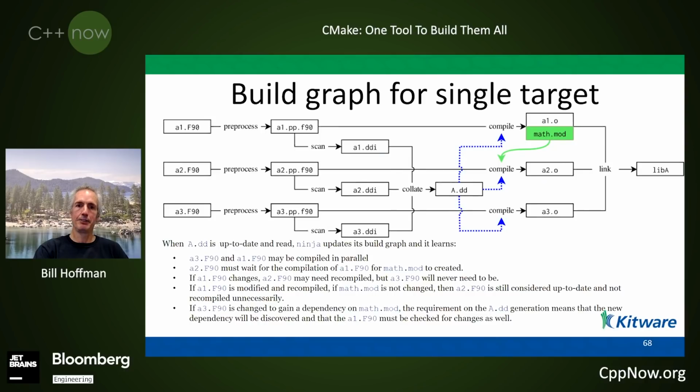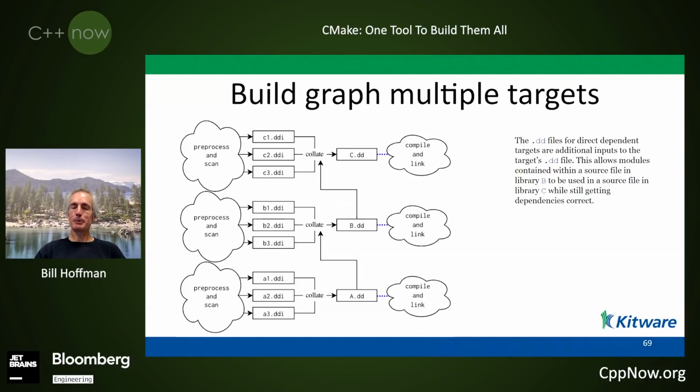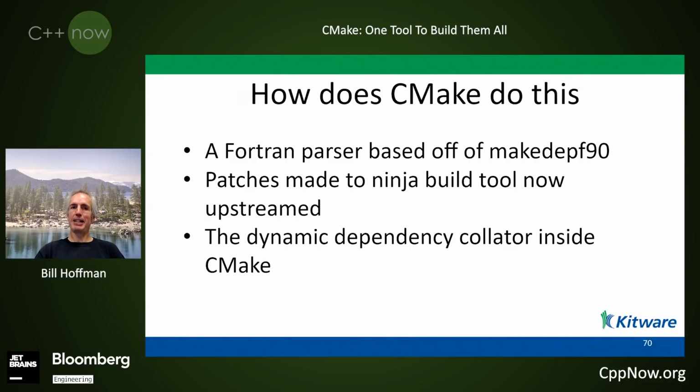The build graph for multiple targets is basically the dynamic dependency file for each one of them. We build each one, and then we make sure those targets exist in the right order for it all to happen correctly. So how does CMake do this? We have a Fortran parser, as I mentioned a few times, based off a program called MakeDep F90. Patches were made to Ninja, they were upstreamed, and there's the dynamic dependency collator that's inside CMake.